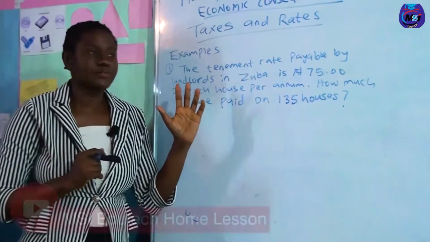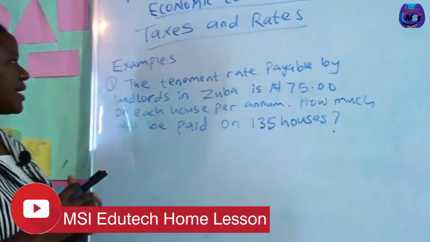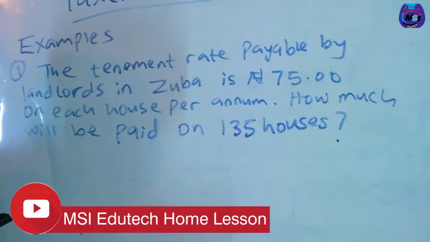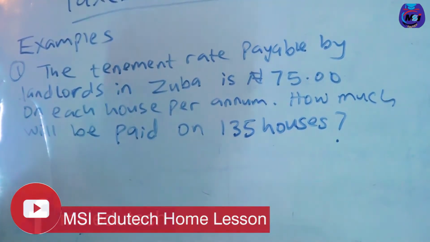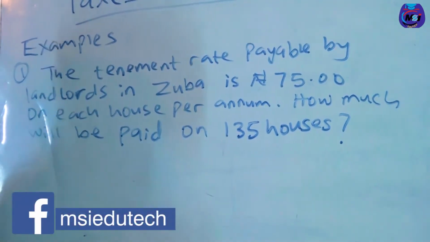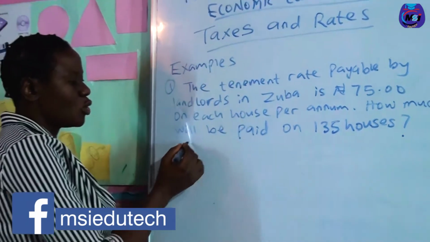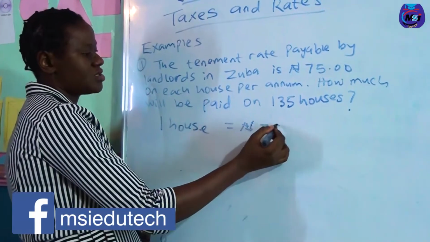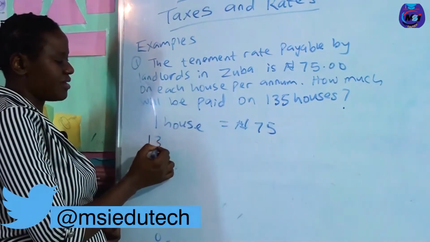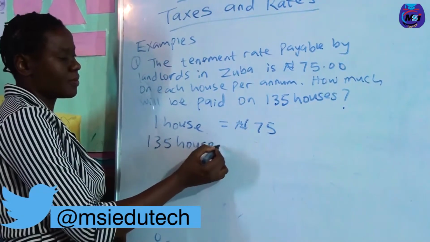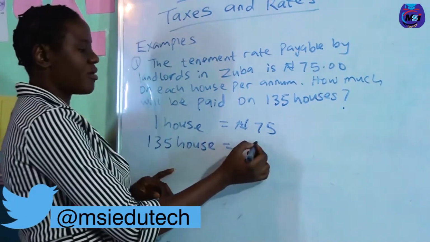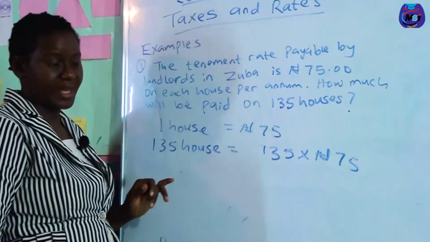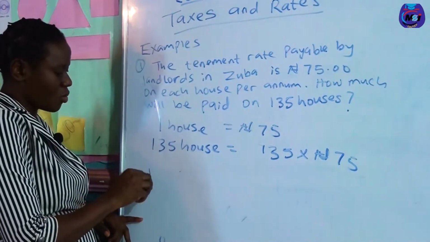The question is, the tenement rates payable by landlords in Zuba is 75 naira on each house per annum. How much will be paid on 135 houses? What do we do? On one house, 75 naira is paid. So on 135 houses, 135 times 75 naira would be paid. So let's do this together.